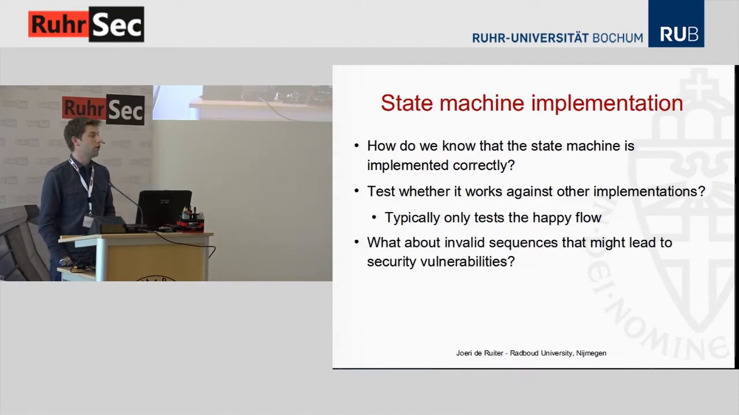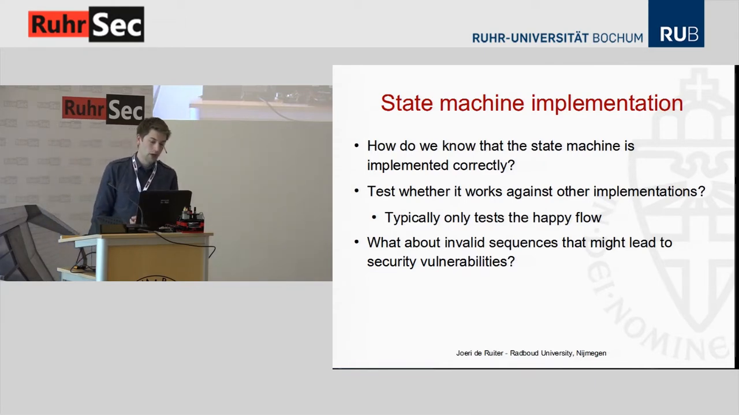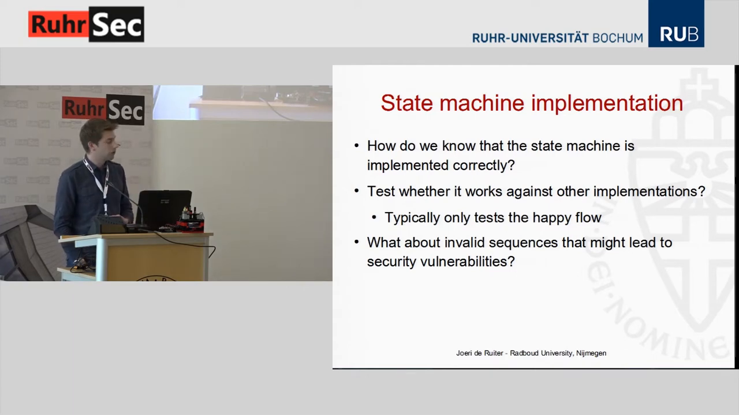But we have no clue how the implementation will behave if you start sending invalid sequences, so if you start sending messages in wrong orders, or you start dropping particular messages. So what can we do about this?